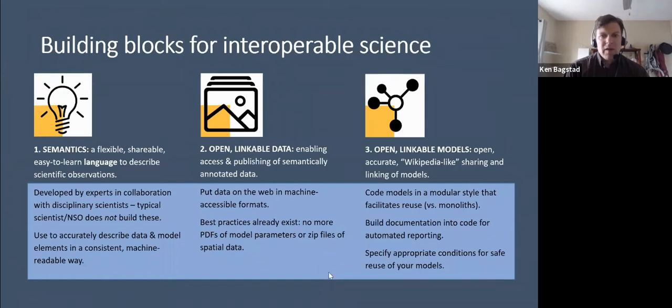So our key building blocks here are semantics, open linked data, and open linked models. We go beyond the requirements for open data repositories, open code repositories, and we have recommendations for how people ought to go beyond those to contribute data and models to a growing ecosystem of data and models that ARIES could read.